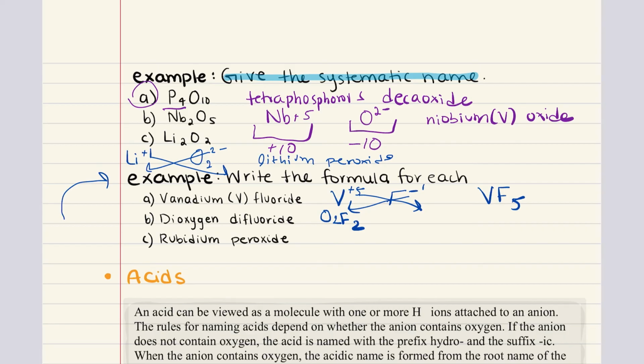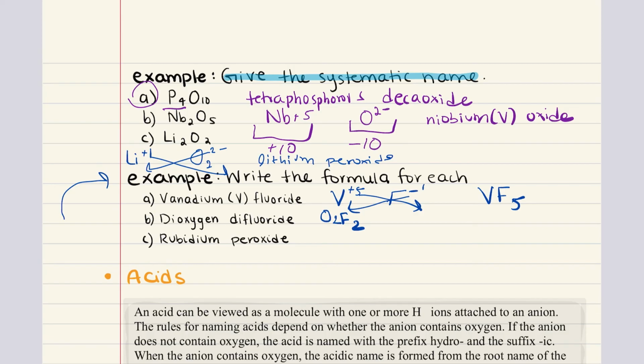All right, what about for C, rubidium peroxide? So rubidium is in group 1. It has a plus 1 charge, and that's the only ion that it can form. All right, and then we have O2. This is peroxide. So this is a binary compound with a metal, and this metal can only form 1 cation. So this is a type 1 binary compound.